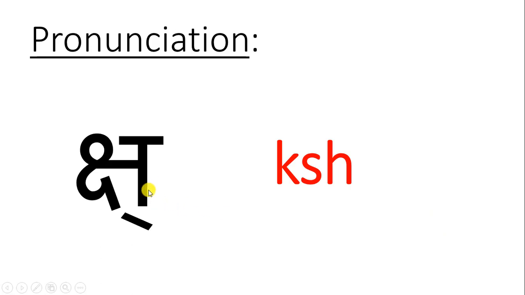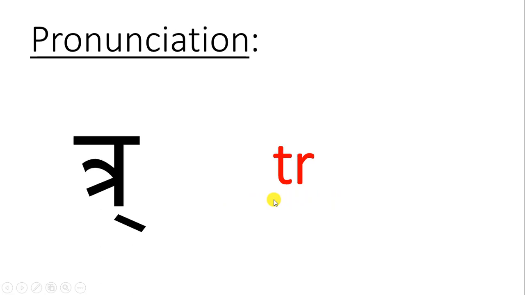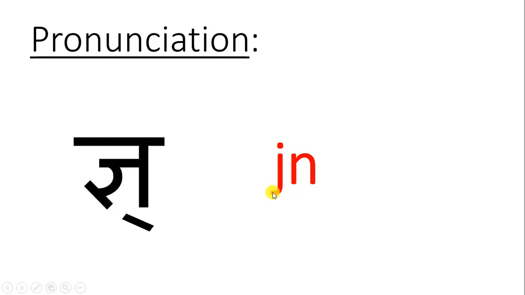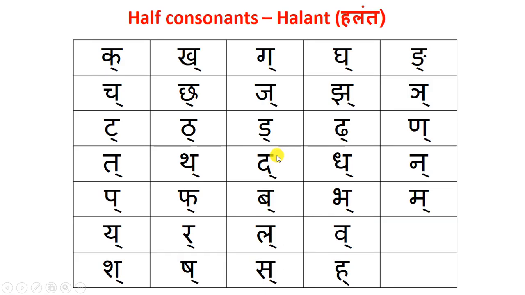And this falls under the category of double consonants or conjunct consonants, but here we include it in the letters itself and it sounds like ksh. All right. Next is tr, and the last one is jn. You need to use your nose to pronounce it. Jn. All right. So those are the half consonants.